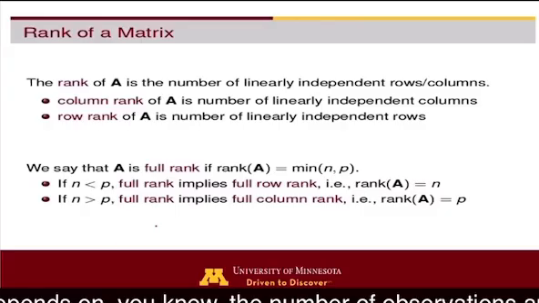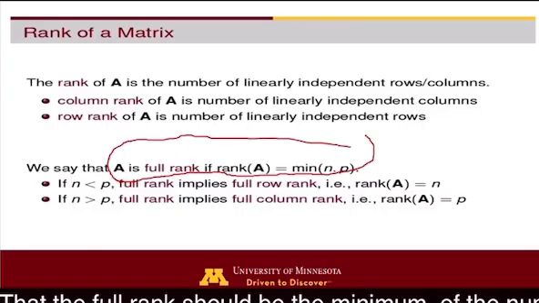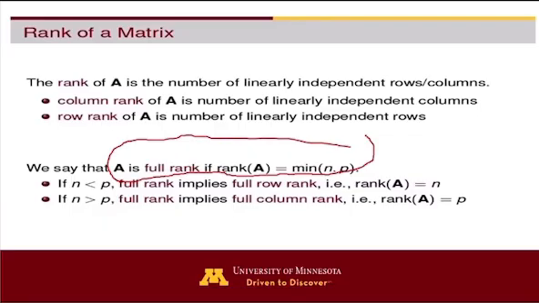Let me do this. Take a look at this. If I have a multivariate data set with n observations and p features, and if a full rank exists, then the full rank should be the minimum of the number of observations and the features. If the number of observations is the minimum, that will serve as the rank of the matrix. If p is the minimum, that is going to serve as the rank of the matrix.